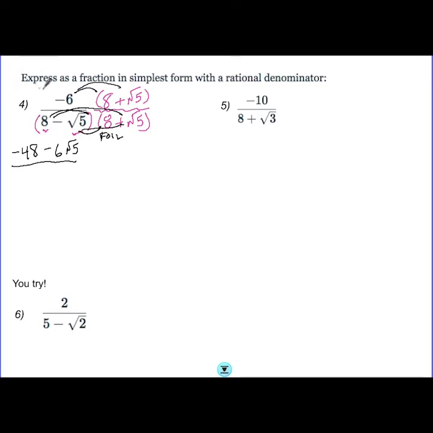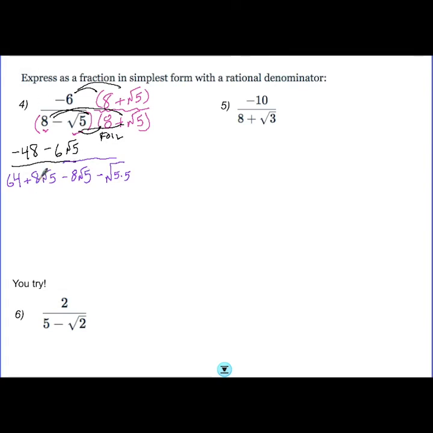Okay, so we'll do that. I'm going to use a different color for that. And this is where something magical happens here. So 8 times 8 is 64. 8 times root 5 is 8 root 5. Now we'll go to the middle one. Minus root 5 times 8 is minus 8 root 5. And then the last one, minus root 5 times root 5. That is minus root 5 times 5, which is 25. And the square root of 25 is 5.